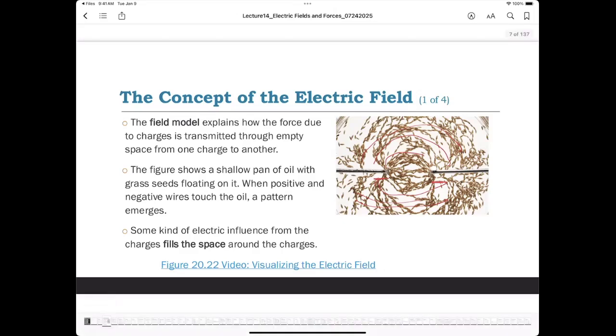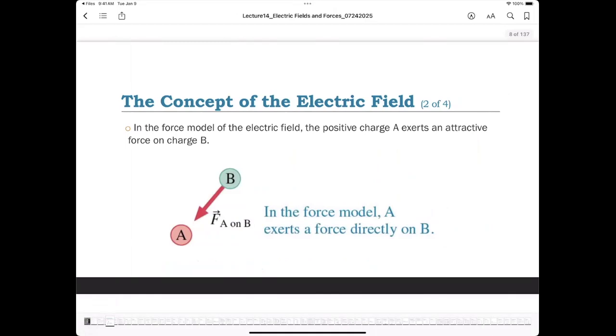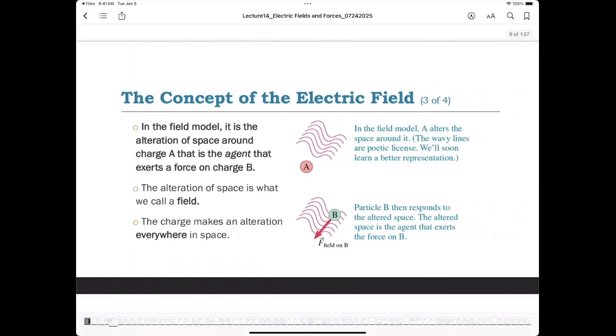Let's continue. In the force model of the electric field, the positive charge A exerts an attractive force on charge B. You can see this is a positive charge and this is a negative charge. And in the field model, it is the alteration of space around charge A that is an agent that exerts a force on charge B. This alteration of space is what we call a field.